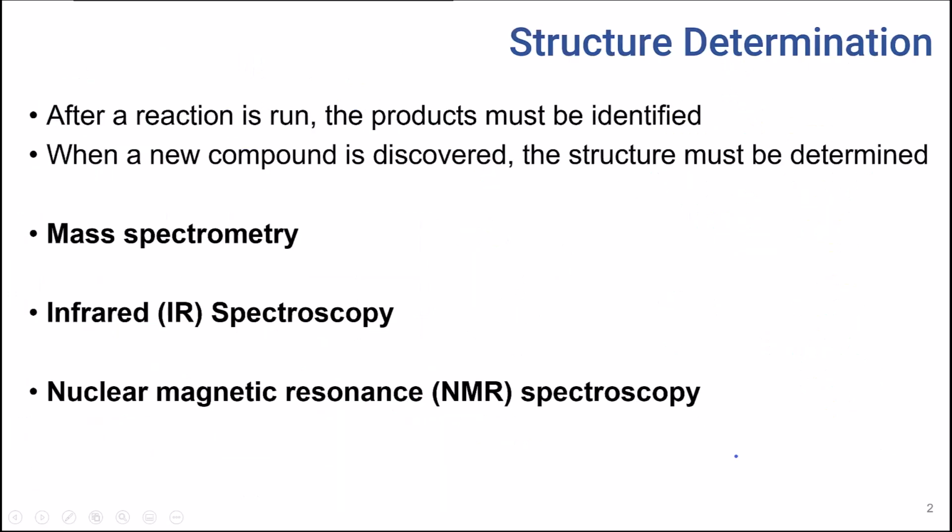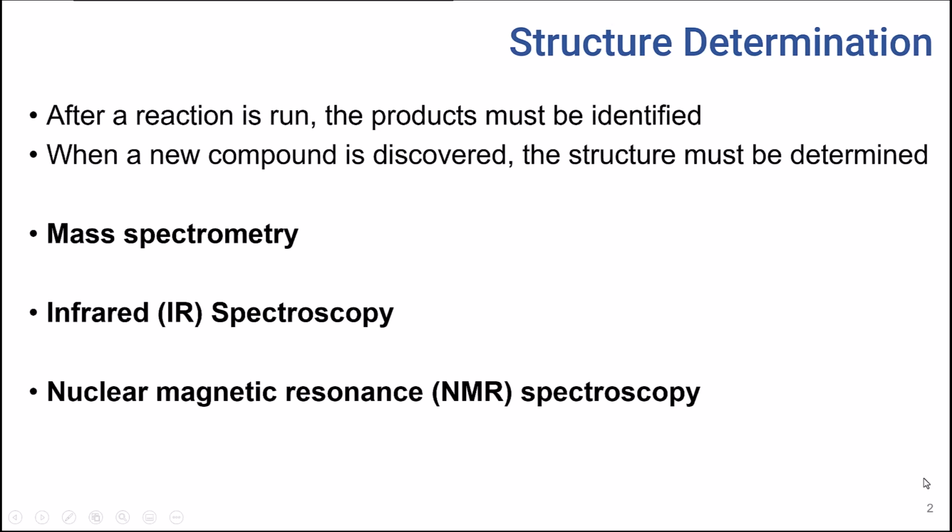After we run a reaction, we have to be able to identify the product so we know exactly what we made. So when a new compound is discovered, the structure has to be determined. If it's an old compound, we can compare it to spectra that already exist. But when you make a new one, we have to be able to figure out exactly what it is.